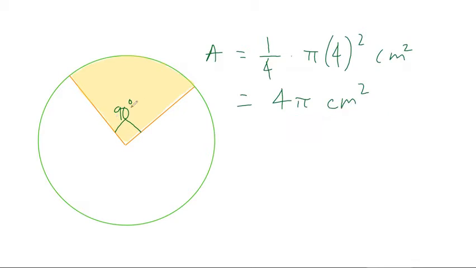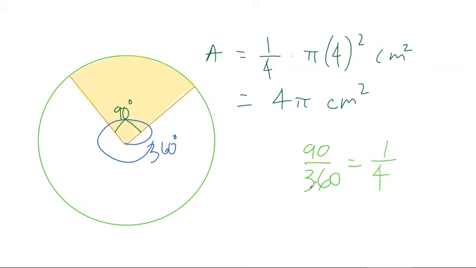Since I already mentioned that this is 90 degrees, what's another way that we can express 1/4 with respect to 90 degrees? We can compare this 90 degrees to the entire circle. The entire circle has a total angle of 360 degrees. As you go around the entire circle, that is 360 degrees. And 90 out of 360 is equal to 1/4, which means this is a proportional type of area.